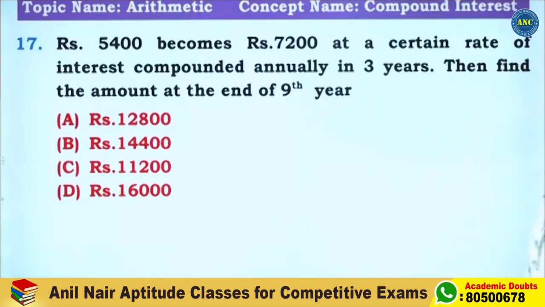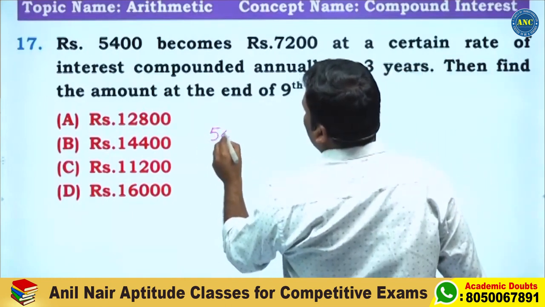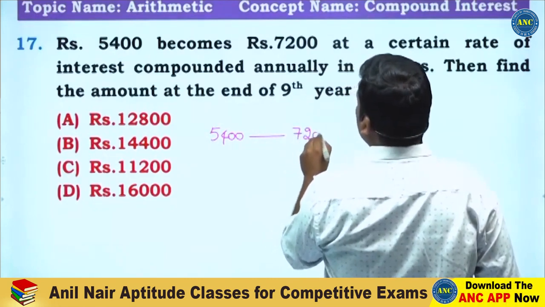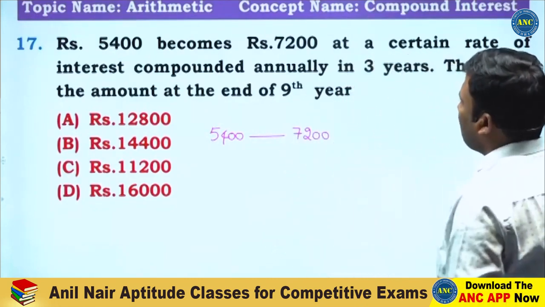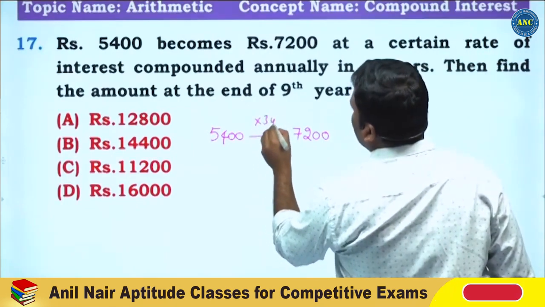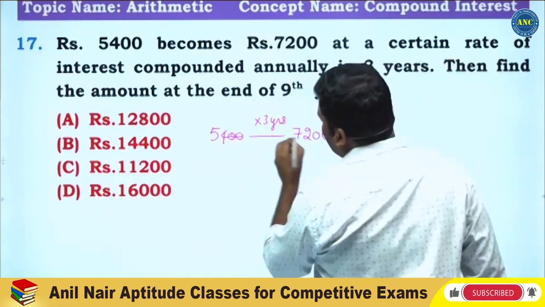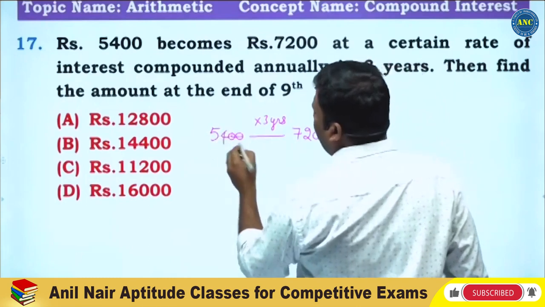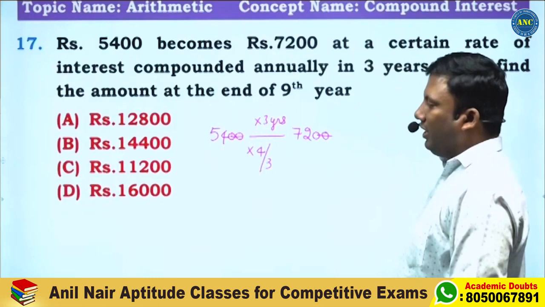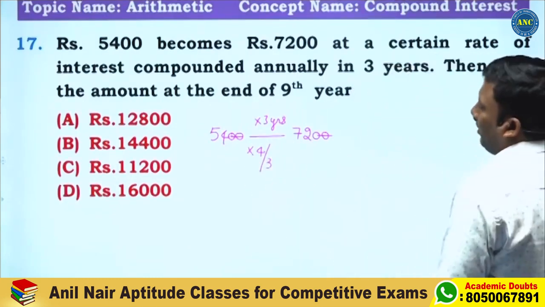17th question. 5,400. Read the question, sir. First slowly. 5,400 is becoming 7,200. In how many years? In 3 years it is becoming. What will be the scaling factor? The zeros cancel. 18 3s are 54, 18 4s are 72. So it is into 4 by 3.